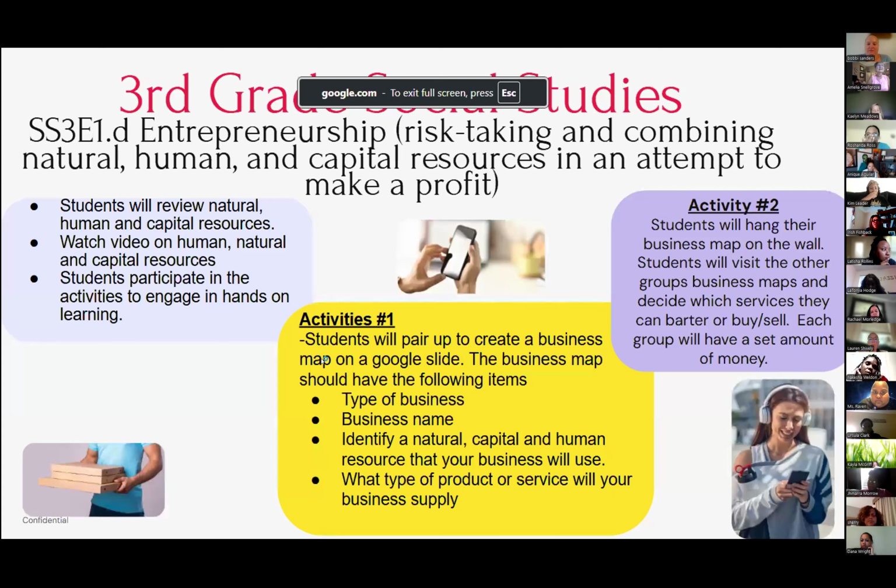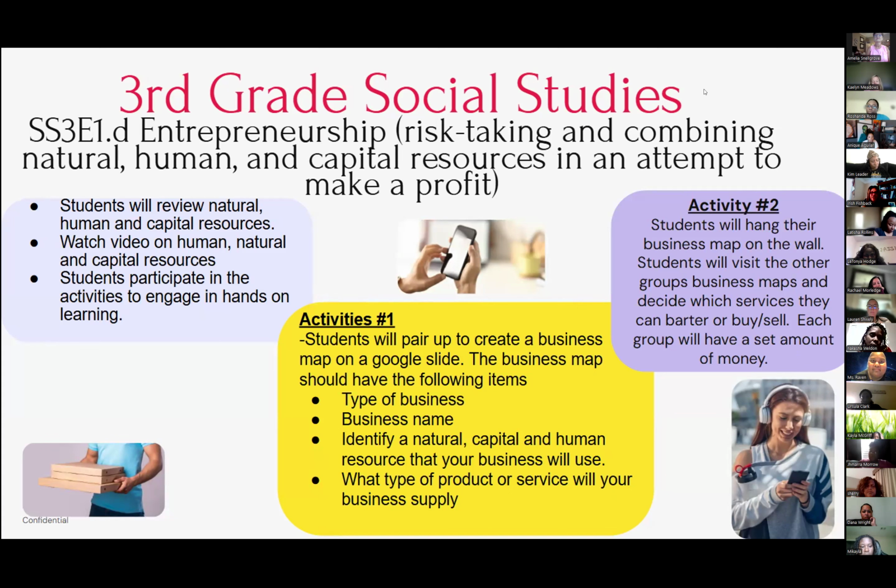Okay, good afternoon, class. The standard that I did was SS3E1D: entrepreneurship, risk-taking, and combining natural, human, and capital resources in an attempt to make a profit. What I have the students doing is reviewing natural, human, and capital resources by watching a video. Students will participate in the following engaging activities.